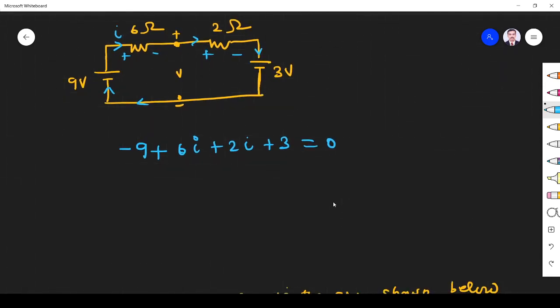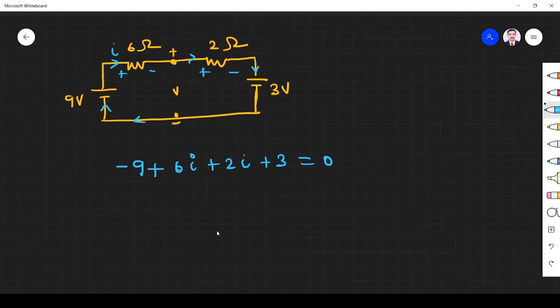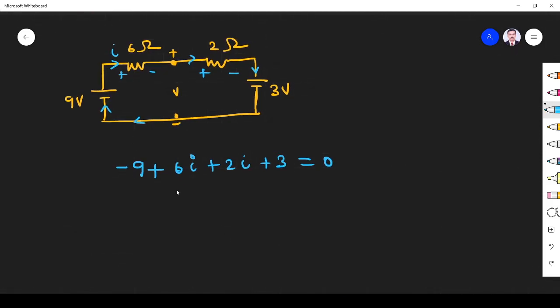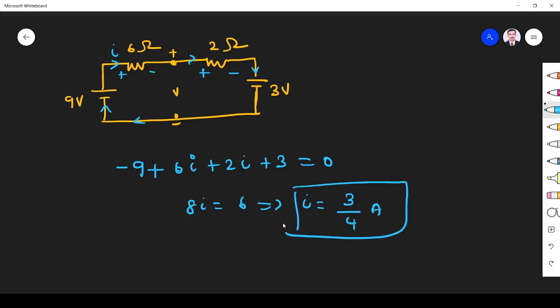Right? So this implies 8I is equal to 6. I is equal to 3 by 4 ampere. So we got the I value. Now what I want, we have to find the V value.